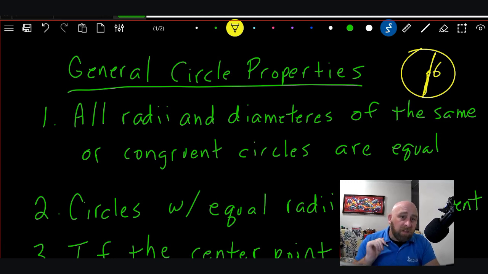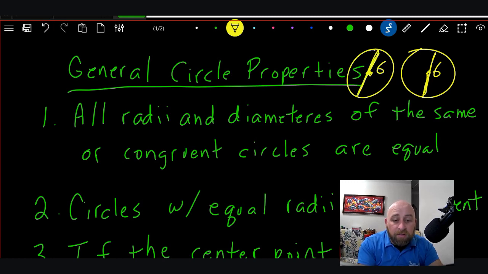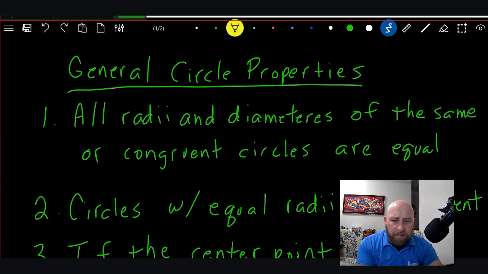Now, if I have another circle, check this out. This is kind of crazy when you think about it. If I have another circle, and I don't really have room to draw another circle, but I'll try to draw one. It's a little too big. I don't know. There we go. You know what? I'm just trying my best here. All right, so we put another one here, and let's say that it is also 6. What do we know about those two circles? Well, they're congruent. They're the same size and the same shape, and that's based on the radius or the diameter, either one.